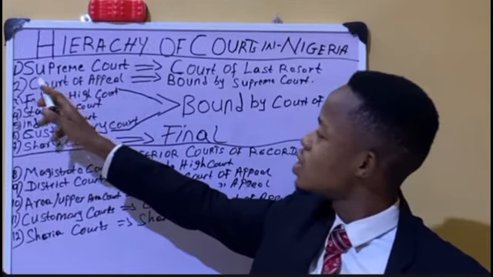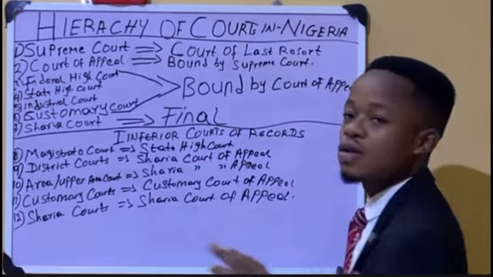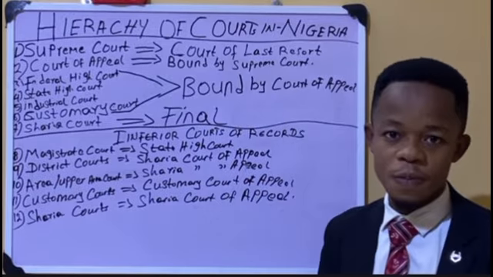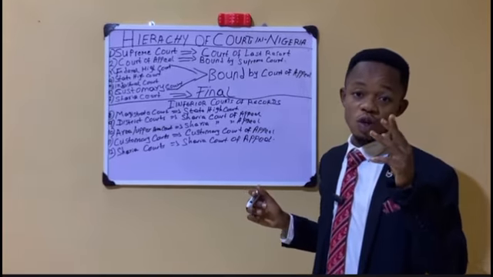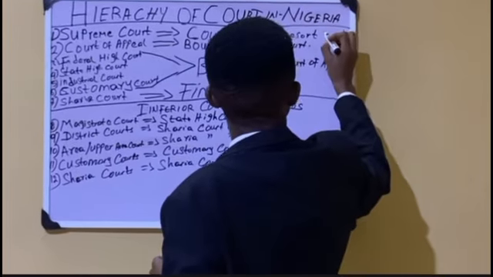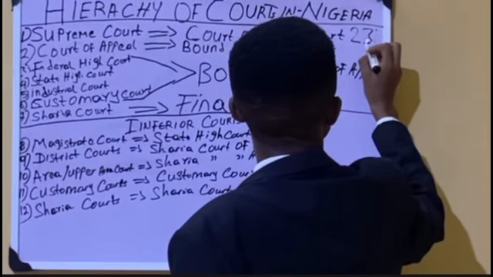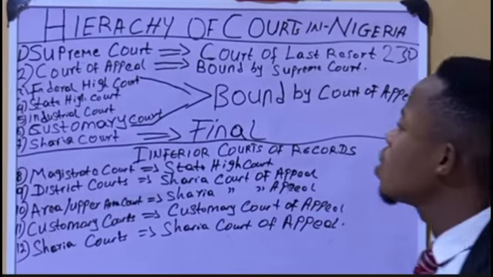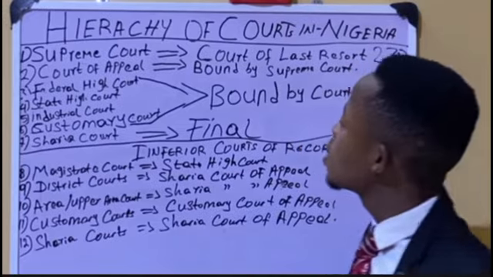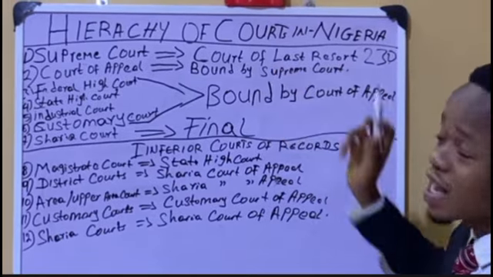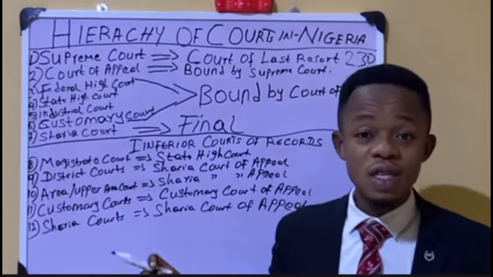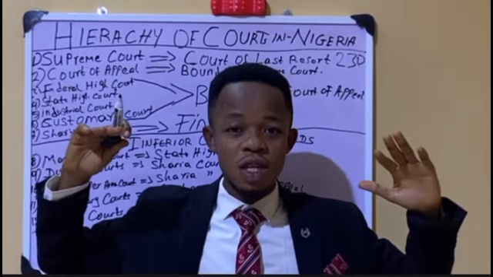Now, when you talk about the Supreme Court, it is basically the court of last resort. And the provision for the Supreme Court is contained under section 230 of the 1999 Constitution. Are we together? Now, when we talk about the Supreme Court, it is basically the court of last resort. When we say last resort, what do we mean? The Supreme Court is the apex of all courts.